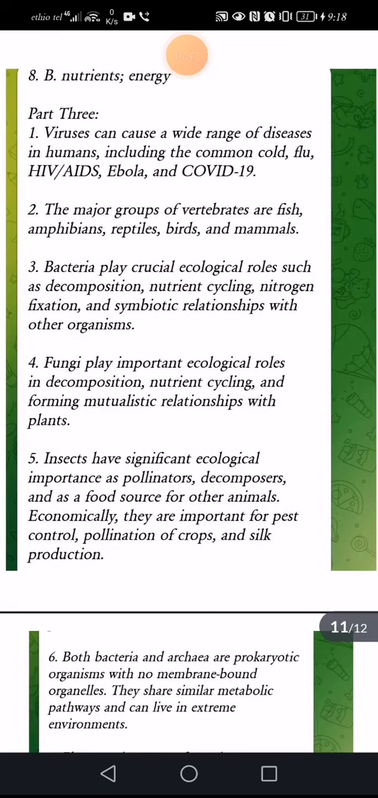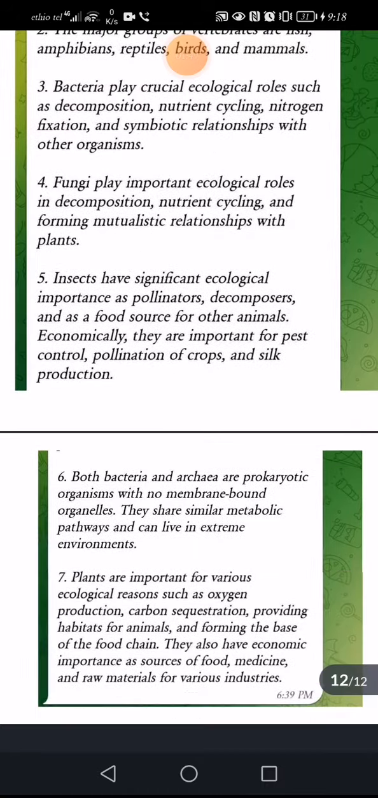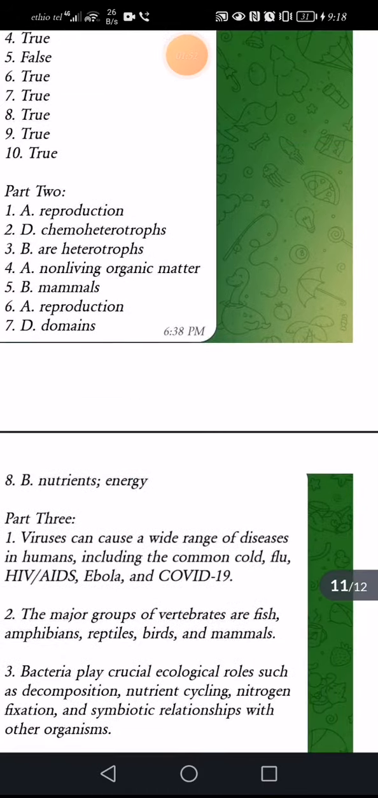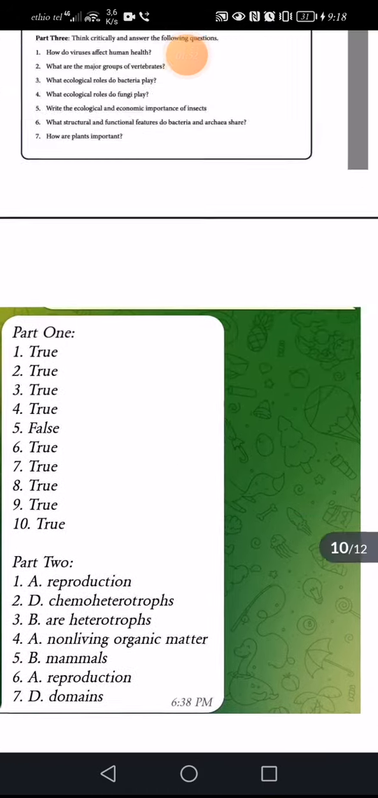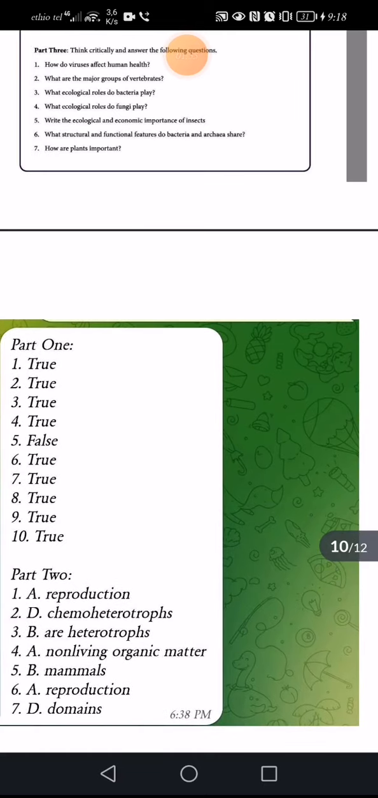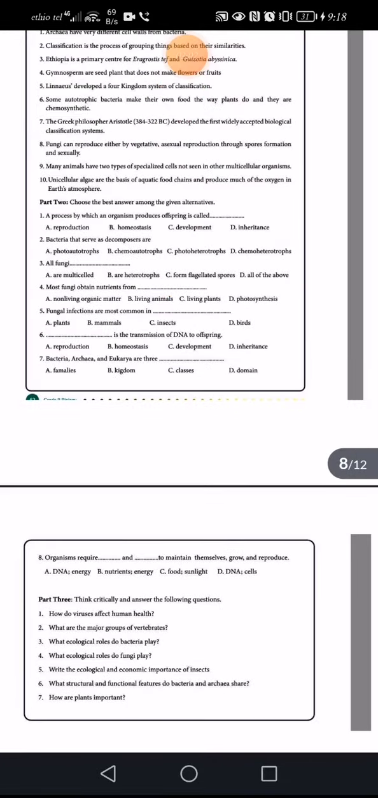Inshallah, I will try to explain in Amharic in the next video. Now you just understand or take only the answers about this unit 1 and unit 2.